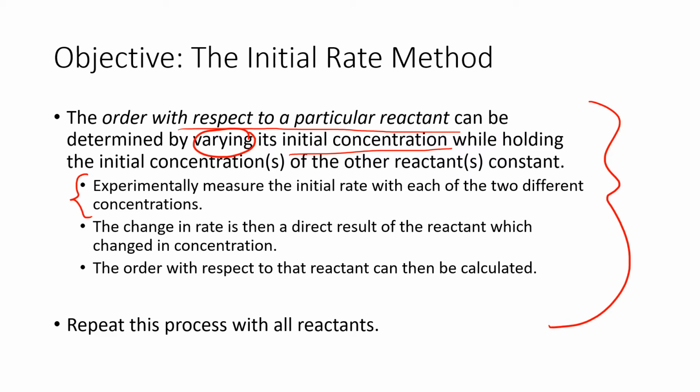The change in rate is a direct result of the reactant. That's the whole main idea, and that's what you should be looking for anytime you're doing the initial rate method: looking for when one of your reactants, the one that's changing, how it's affecting the rate. And then from there you can calculate the order from the change in rate because of that one reactant. And you do the same thing to the other reactant while holding the other one constant. And you repeat this with all reactants.